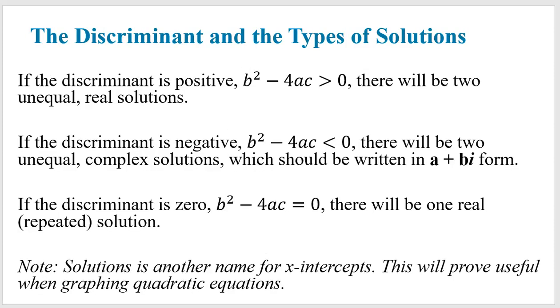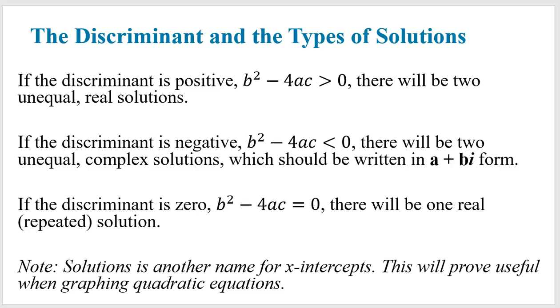So if the discriminant is positive, so if that radicand in your square root is positive, that means there are going to be two real solutions and they will not be the same. They will be unequal. If that discriminant is negative, there will be two unequal complex solutions, and please make sure you write them in a plus bi form when you do write them. But like I said, in these couple questions, we're not going to be asking you to find that.